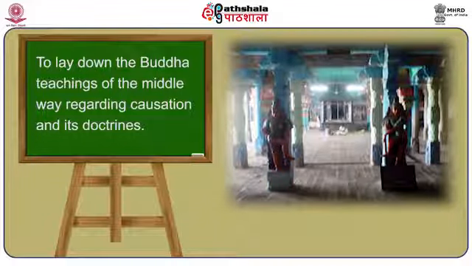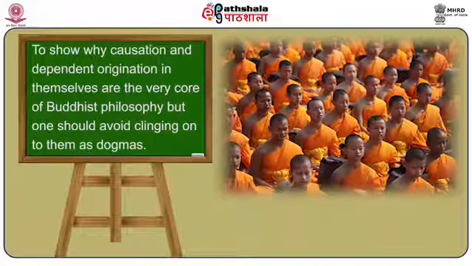Now, when we talk about the law of causality, the first question that would come to anybody's mind would be, why did Nagarjuna employ Chatushkoti? To answer this question, there are two possibilities. One was to lay down the Buddhist teachings of the middle way regarding causation and its doctrines. And the second one is to show that while causation and dependent origination in themselves are the very core of Buddhist philosophy, one should avoid clinging on to them as dogmas. So these are the two possibilities.